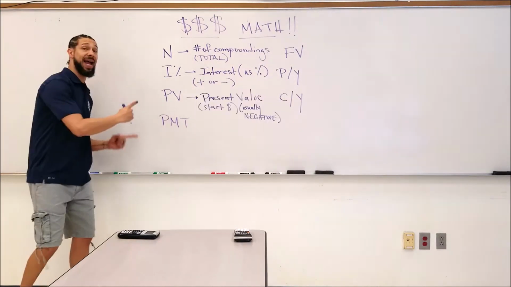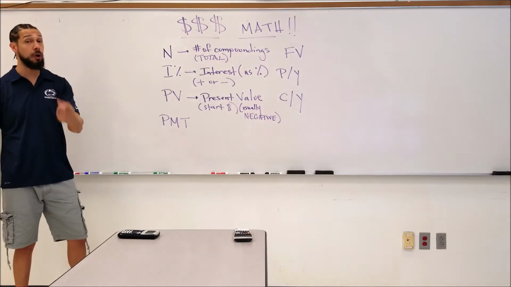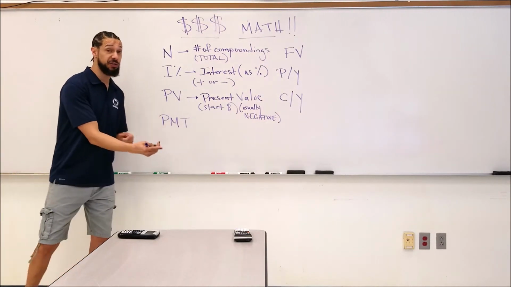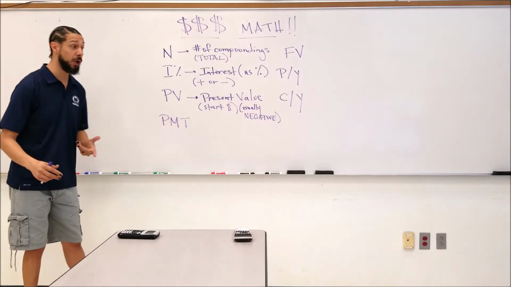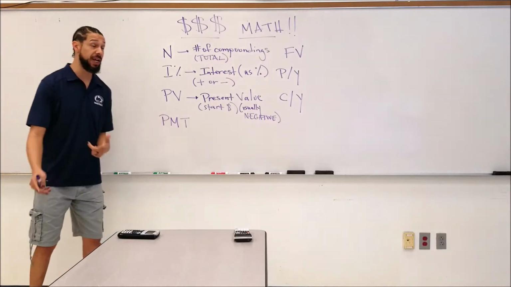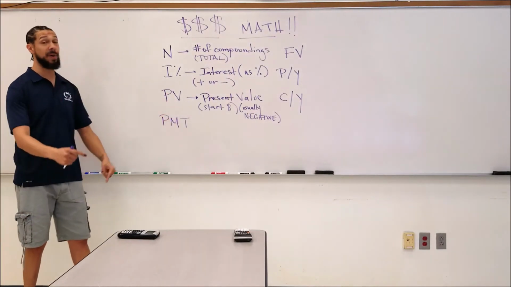PV, present value. Present value is how much money you start with. That's your start money. That's how much you either start your interest-bearing checking account with, or maybe it's the value of your car before it started to depreciate. But PV, present value, is the money that you start with.